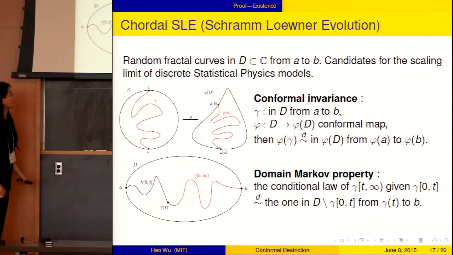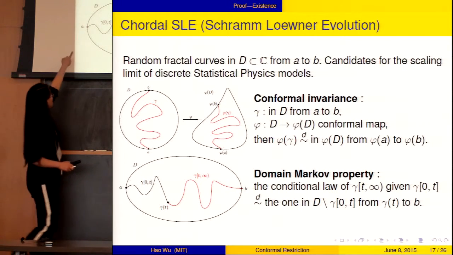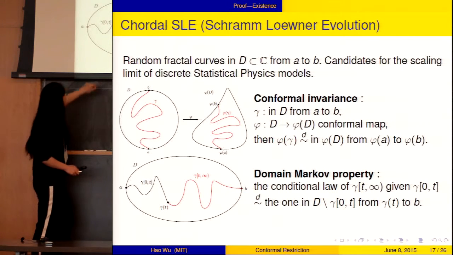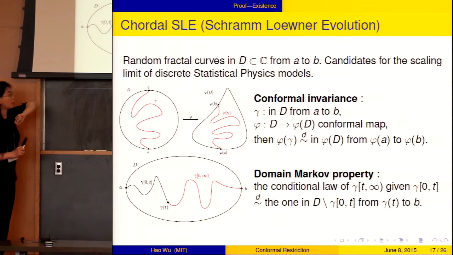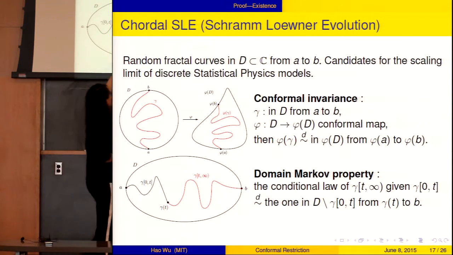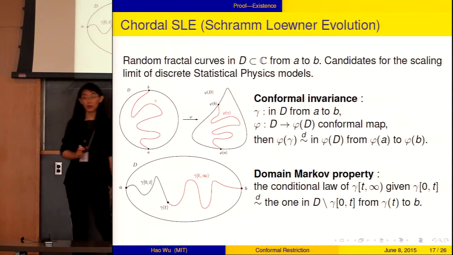Second, domain Markov property. Suppose we have a curve in D from A to B. Given the first part of this curve, the future part of the curve should have the same law as an SLE curve in the remaining region, starting from this tip to the endpoint. This is called domain Markov property.